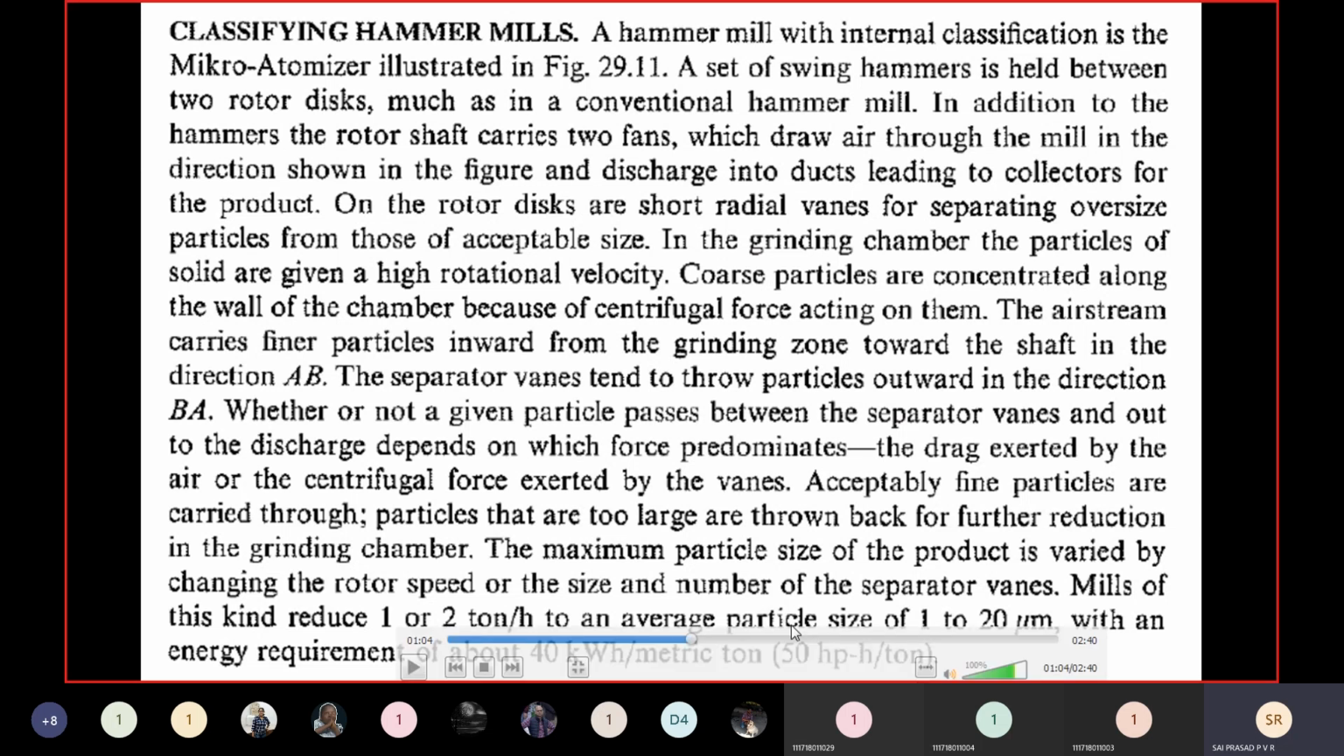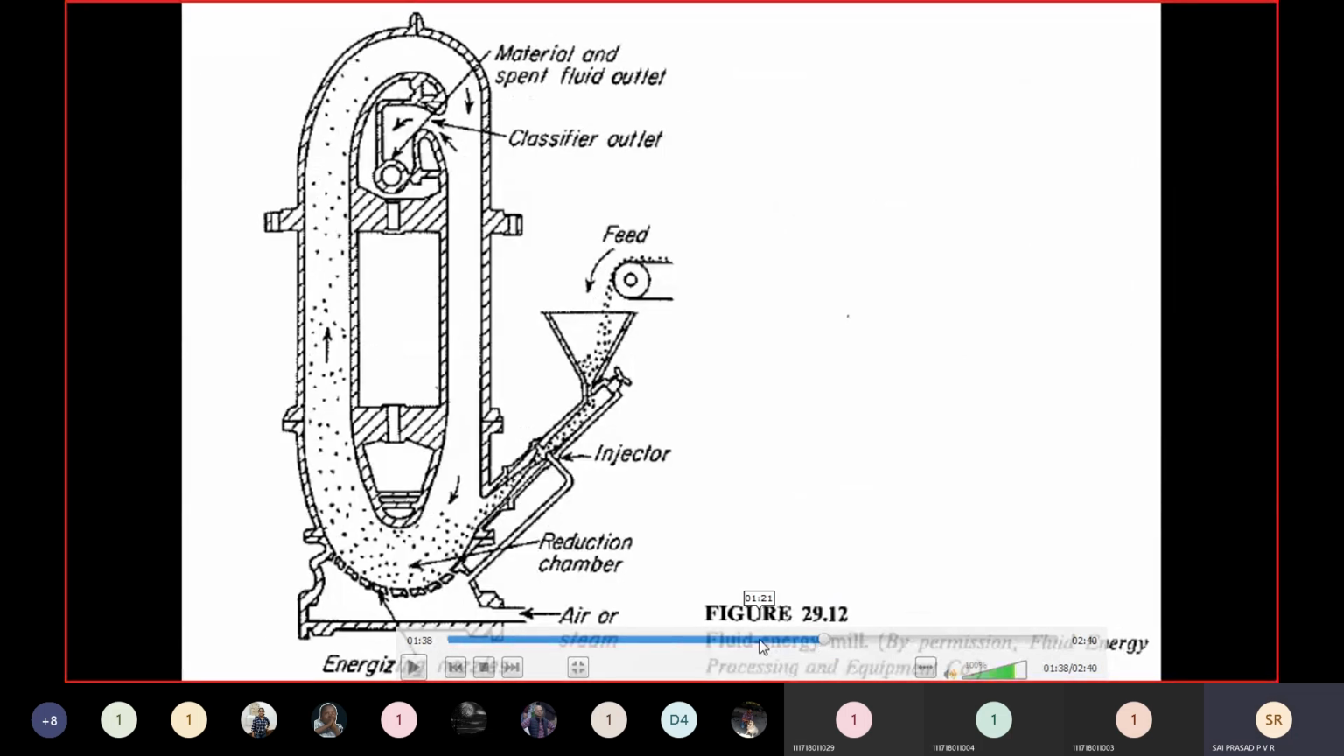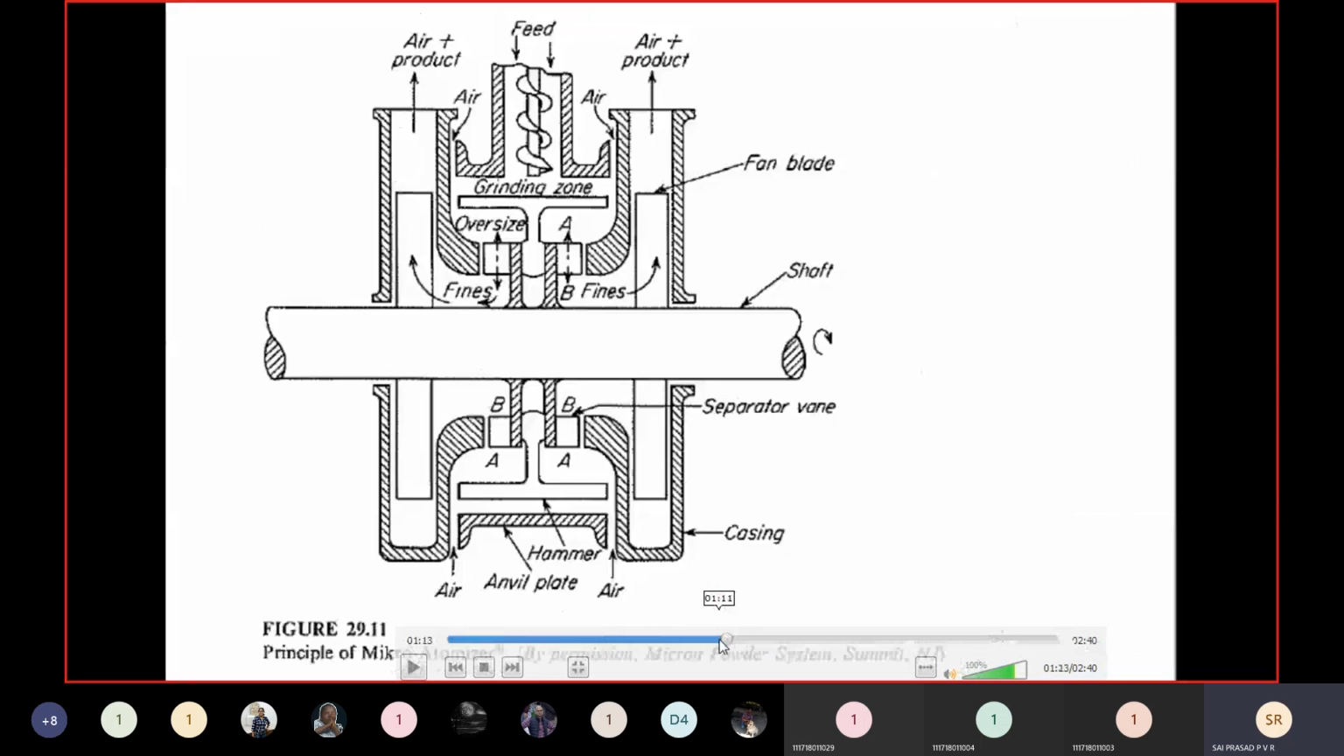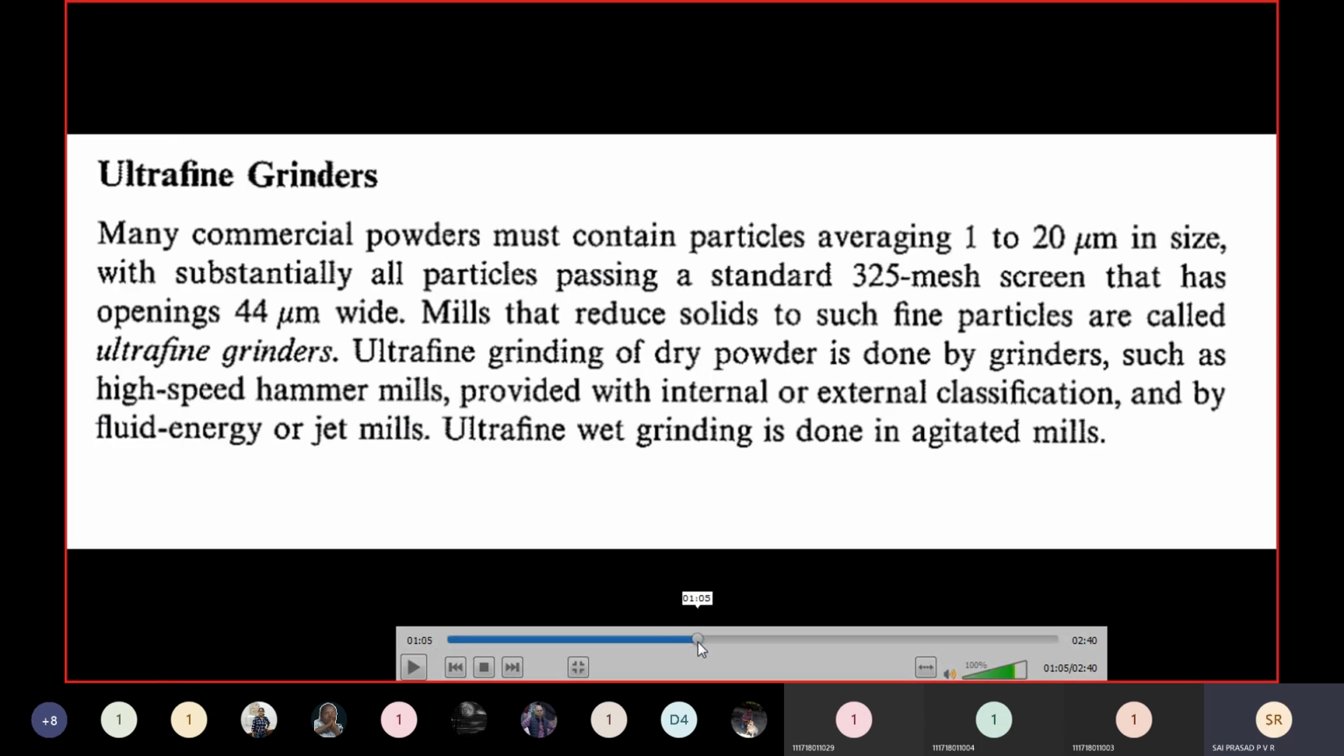So let me show you the diagram once again. A to B and B to A. So if the size of the particle is less, it will go from A to B. If the size of the particle is large, it takes the blows and becomes smaller particles, and only then can it come out from the system.